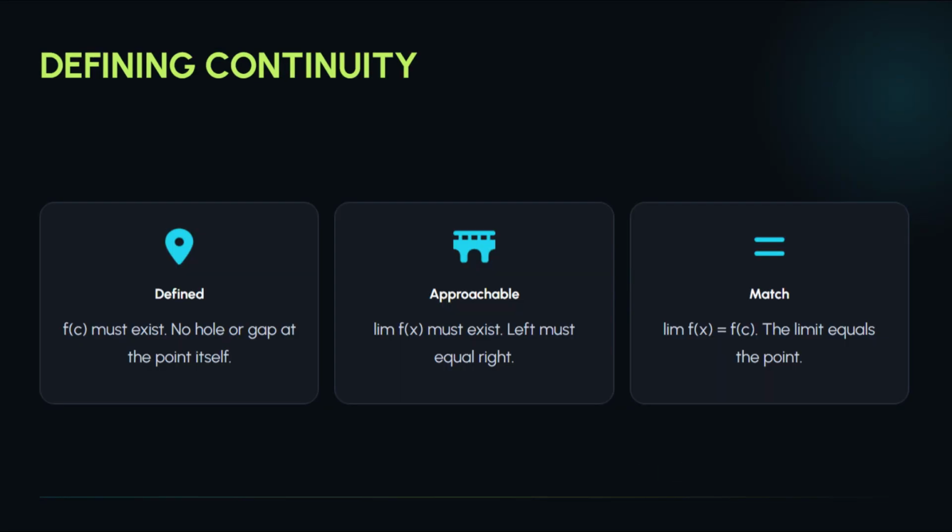Next, let's look at defining continuity. For a function to be continuous at a point c, it must satisfy three strict conditions. First, it must be defined. f of c must exist, meaning there is no hole or gap at the point itself. Second, it must be approachable. The general limit as x approaches c of f of x must exist, which requires the left-hand limit to equal the right-hand limit. Third, there must be a match. The limit as x approaches c of f of x must explicitly equal the actual function value f of c. The limit must equal the point.